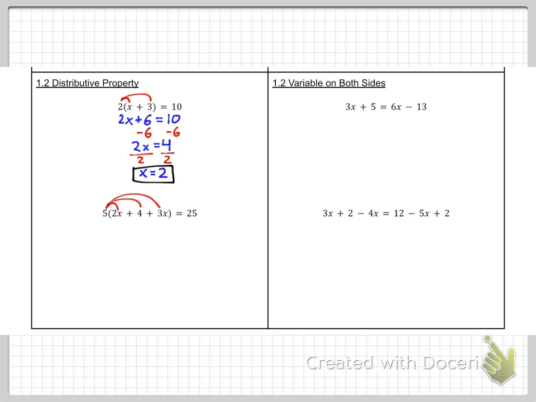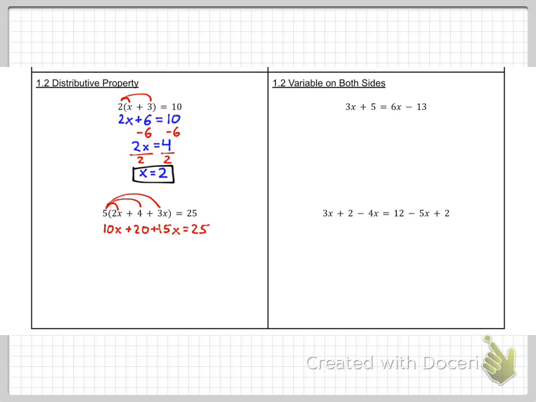All right, now that you've tried it, this does have 3 terms in that parentheses. It's called a trinomial. So we're going to multiply the 5 by all 3 terms. Make sure you distribute it to all 3. So we get 10x plus 20 plus 15x equals 25.